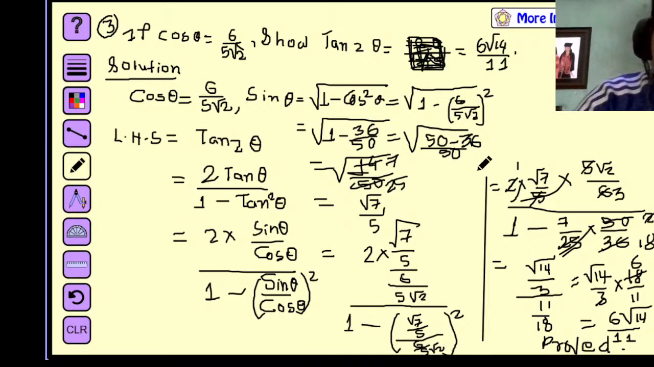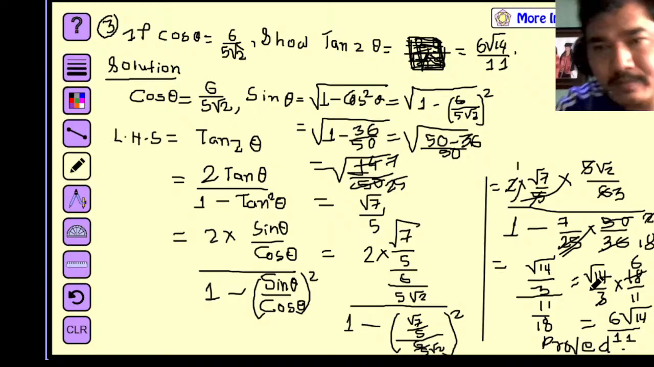Look at children, now I want to move to the next question. Here this question is corrected. This value was copied from another question. Its value, tan theta is 6 root 14 by 11, that came here.